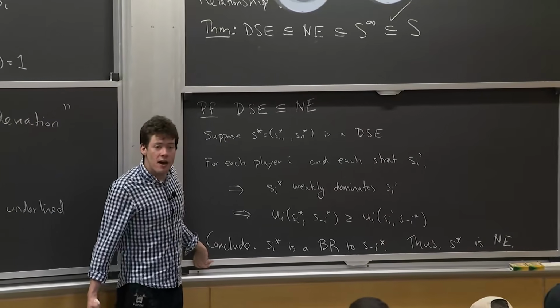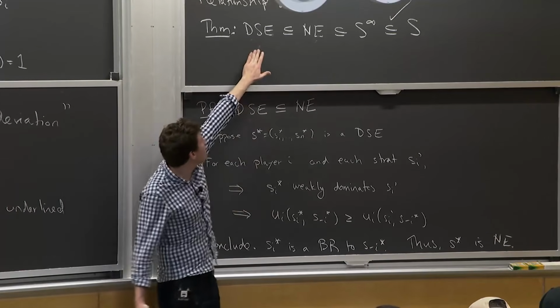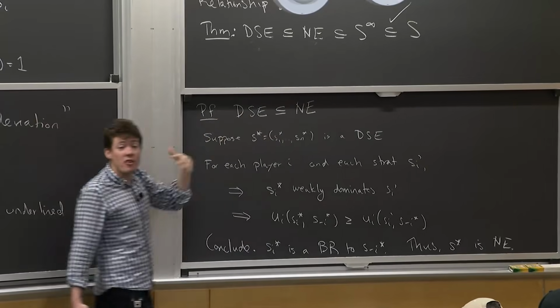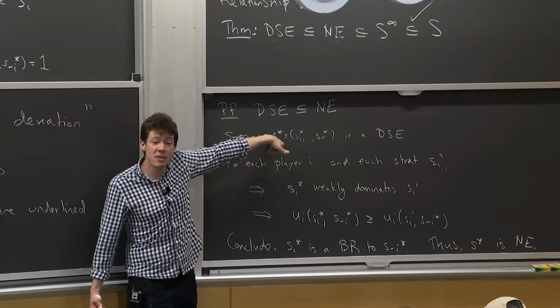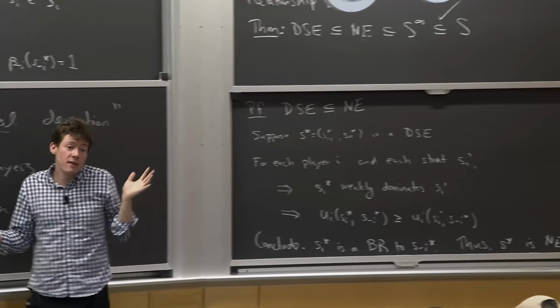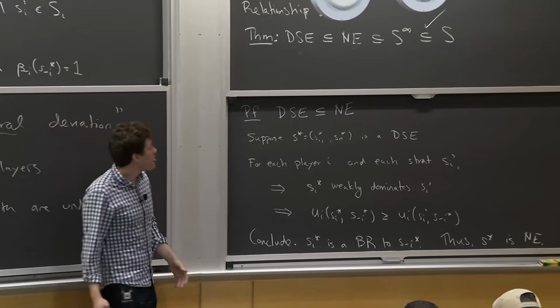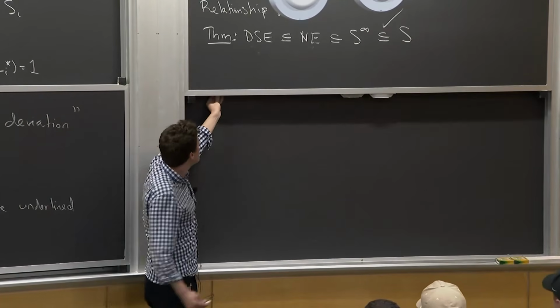OK, so now let's try to show the second part. I have shown that every dominant strategy equilibrium is a Nash equilibrium. Notice I didn't show that there exists a dominant strategy equilibrium. My starting point here was, let's take something that's a dominant strategy equilibrium. Maybe there's no dominant strategy equilibrium. That's OK. But I'm saying if there is one, it must also be a Nash equilibrium. And now let's see if we can do this next step.